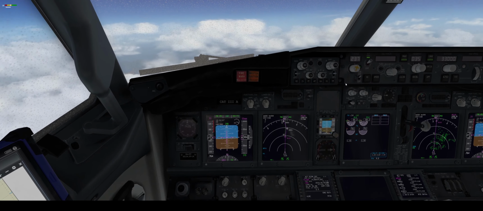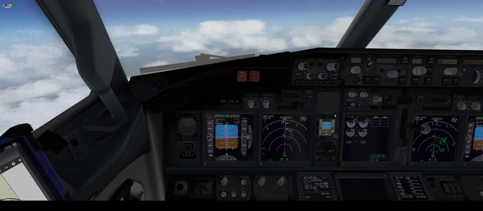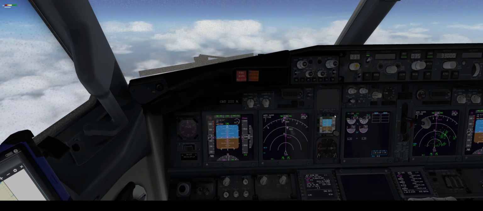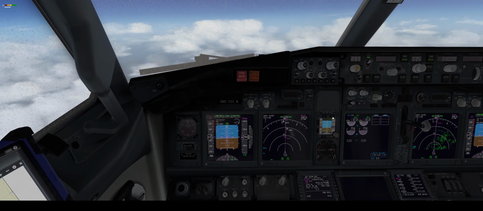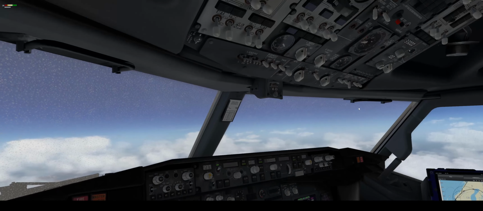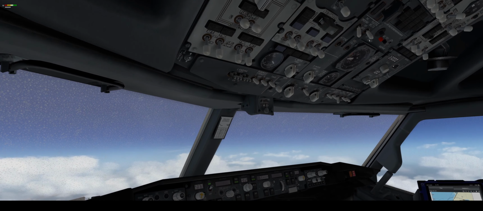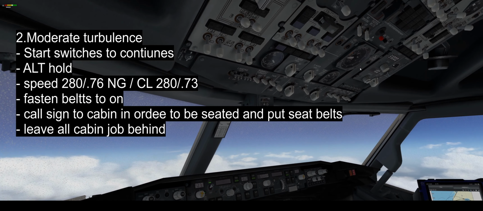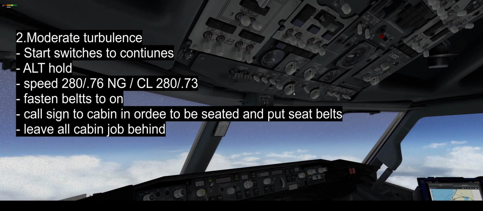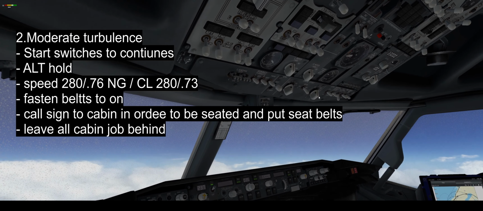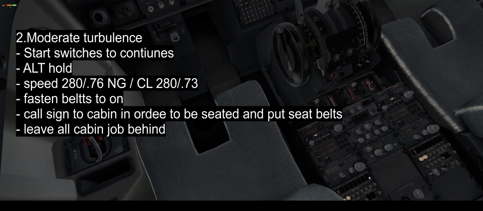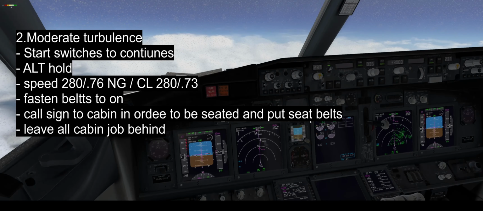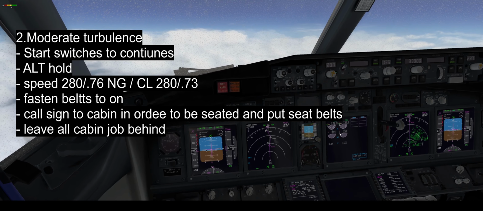Okay, and now what if we encounter the moderate turbulence? The moderate turbulence, it's quite a problem. It's quite problematic. So what can we do? We put the fasten belts to on position. This is the first one. We put start switches to continuous. Via passenger address system here, we make an announcement to the cabin that cabin crew is seated.